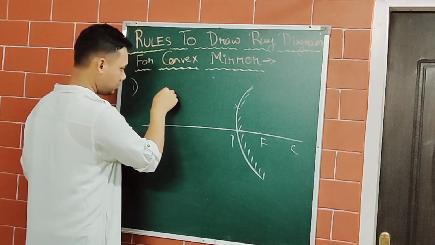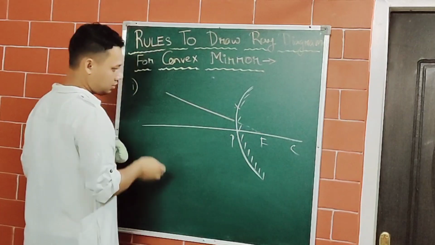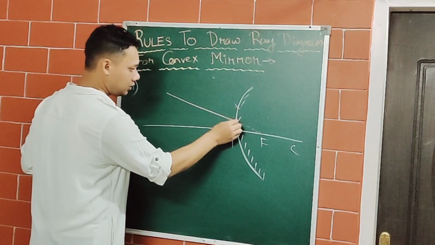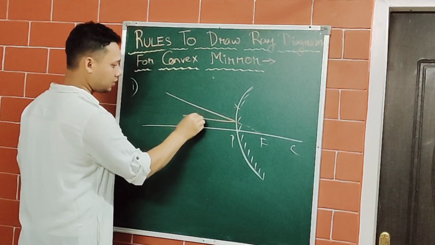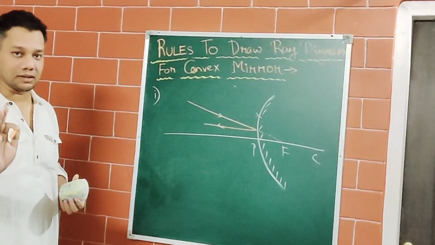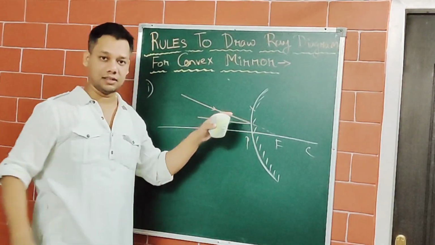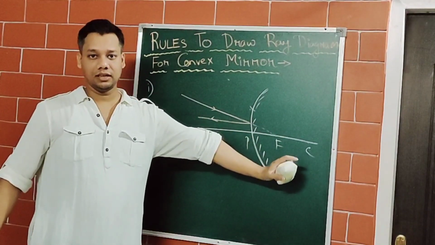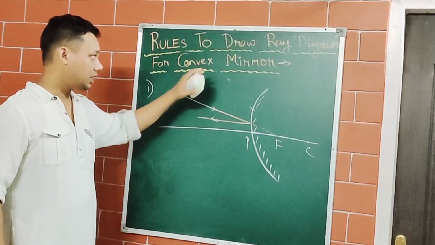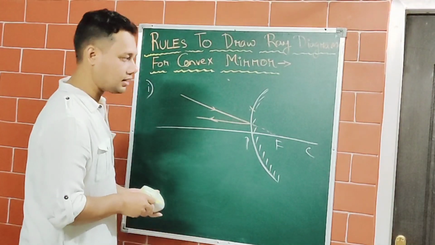If a ray of light is in the direction of the focus, then after reflection it will pass parallel to the principal axis. The rules are almost the same, but this time when we are tracing back, we are getting the point as we have got in the concave mirror. Before learning this, the concave mirror must be clear. Then you can correlate things and it is much easier to understand.